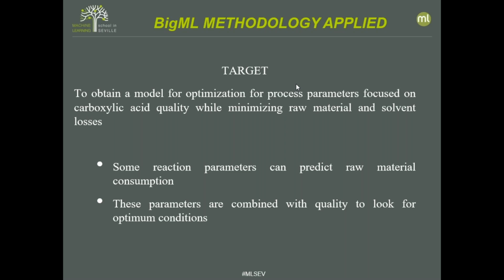Then, the target is to obtain a model for optimization of process parameters, focusing on carboxylic acid quality while minimizing raw material and solvent losses. Then we use some reaction parameters that can predict the raw material consumption, and these parameters are combined with quality to look for optimum conditions.